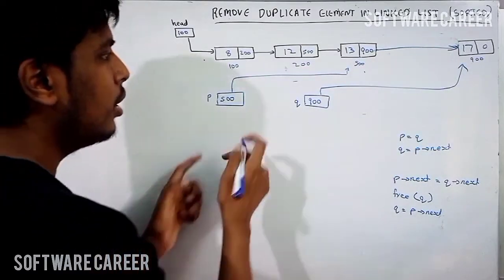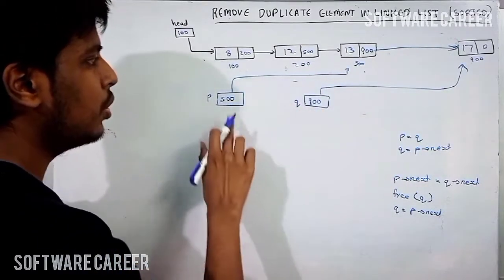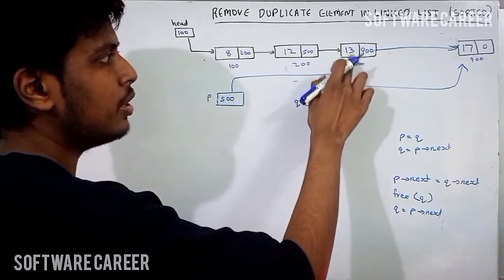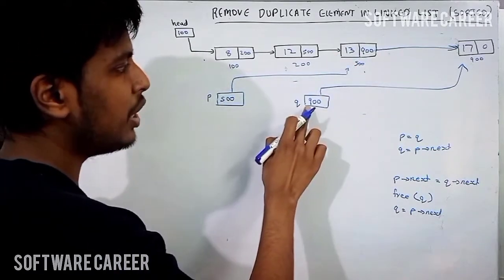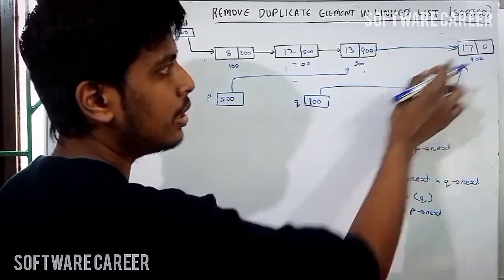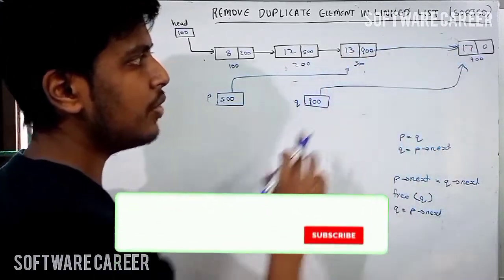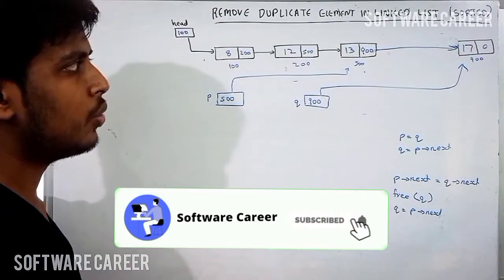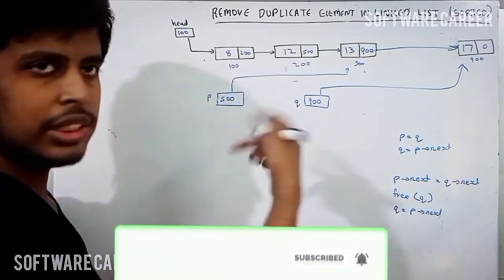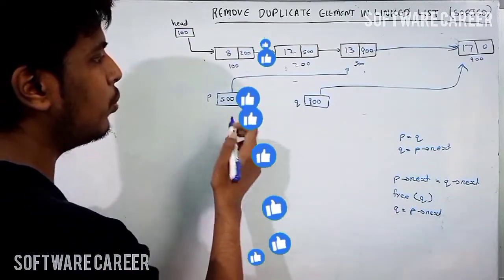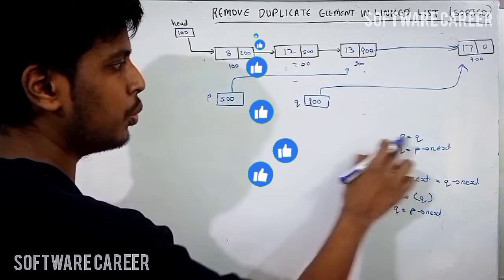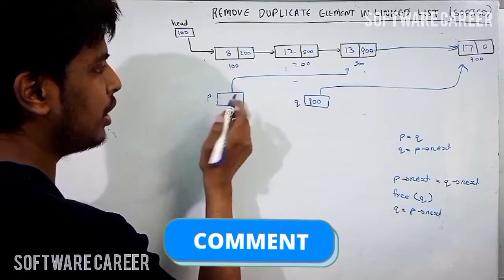Now check again the data present in P and Q. Now P is 500. 500 data is 13. And Q is 900. 900 data is 17. Now whether 13 and 17 are equal? No, they are not equal. So move P and Q one step forward. So how can you move? P should be equal to Q. So Q is 900. Make P as 900.